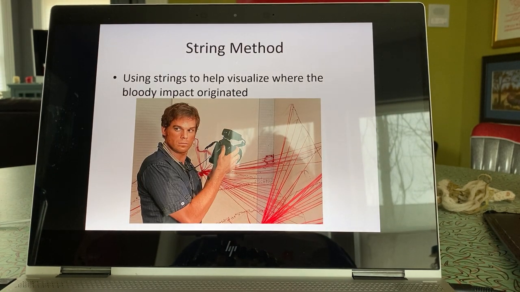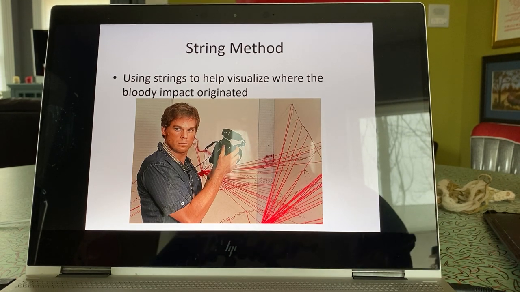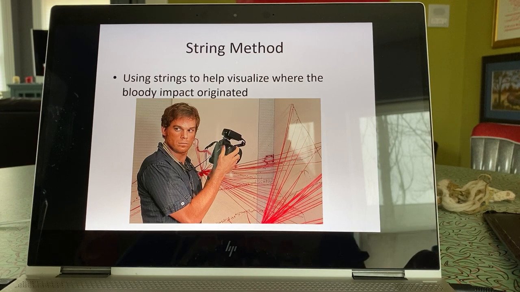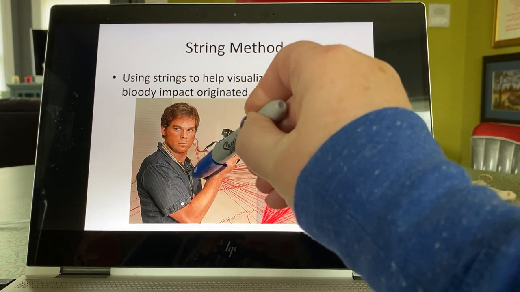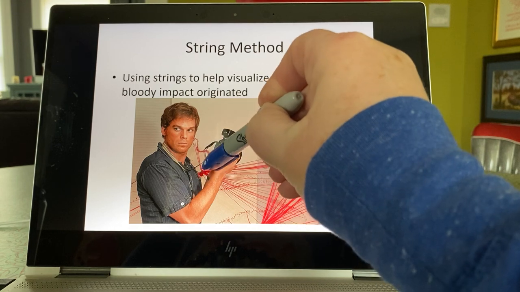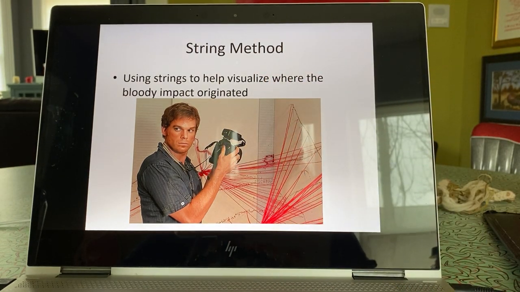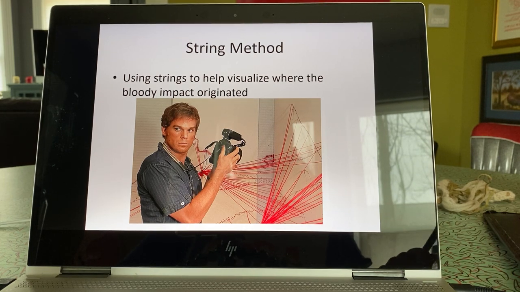The other thing with Dexter is that he uses something called the string method, which is absolutely correct. That is the method that's used. However, he's able to get it done, of course, in about 5 minutes after arriving at the crime scene, and he's able to give you a play-by-play, which is not reality. You'll also notice here that the area where the impact occurred, which is right here, is usually about the size of a dime. That also is not reality, but the string method is the method used. So once again, they've just made everything more dramatic for TV, but it is a scientifically sound method.